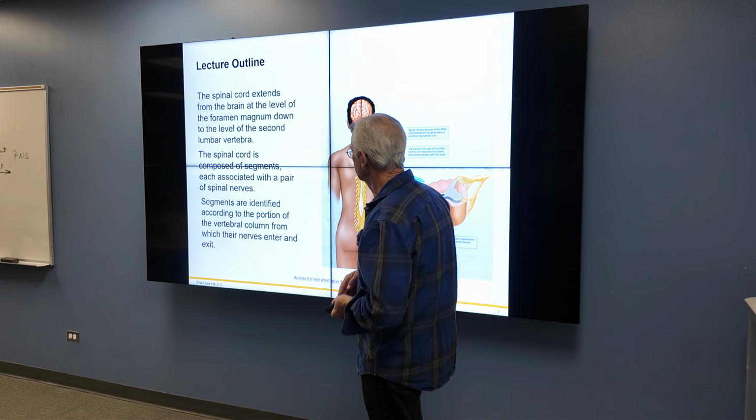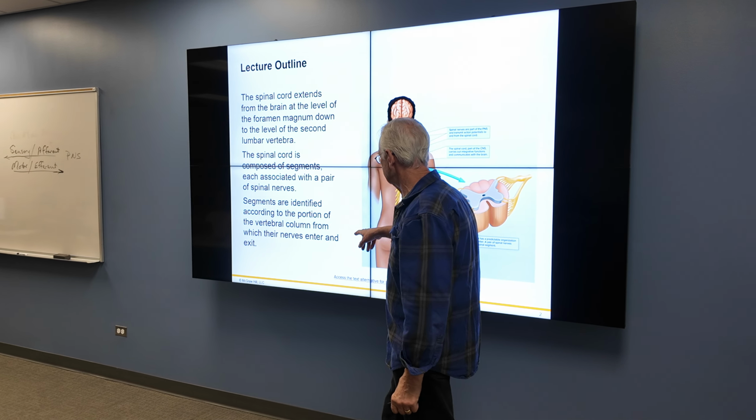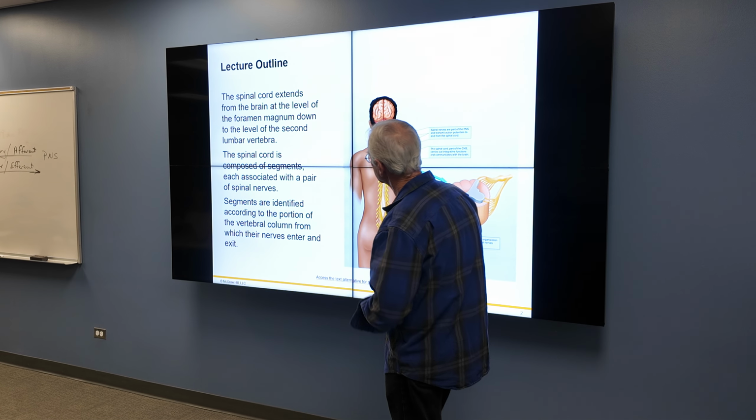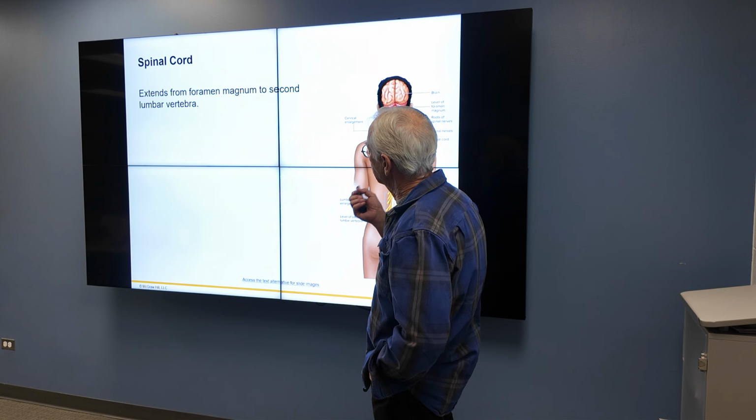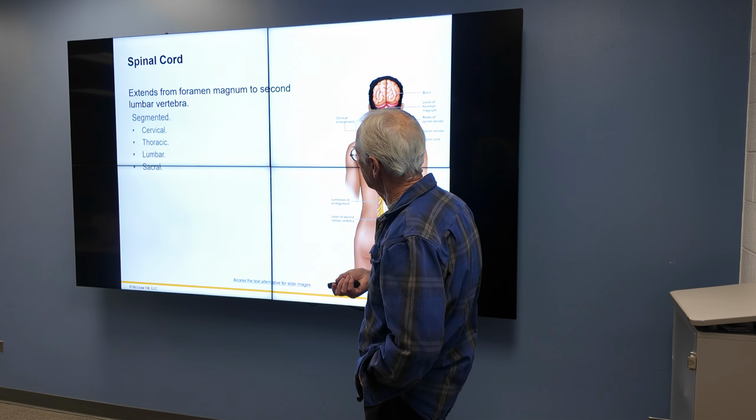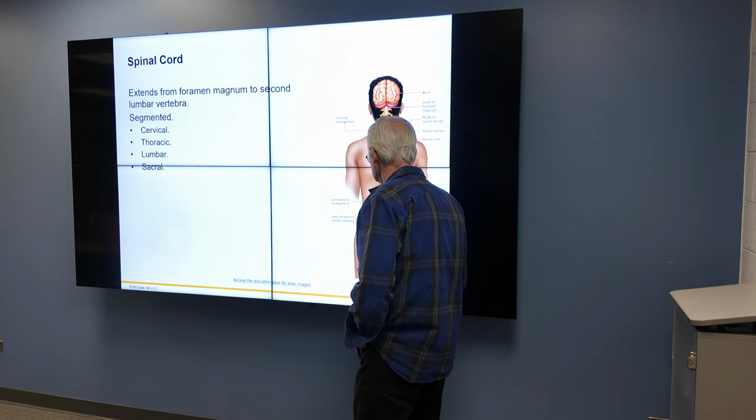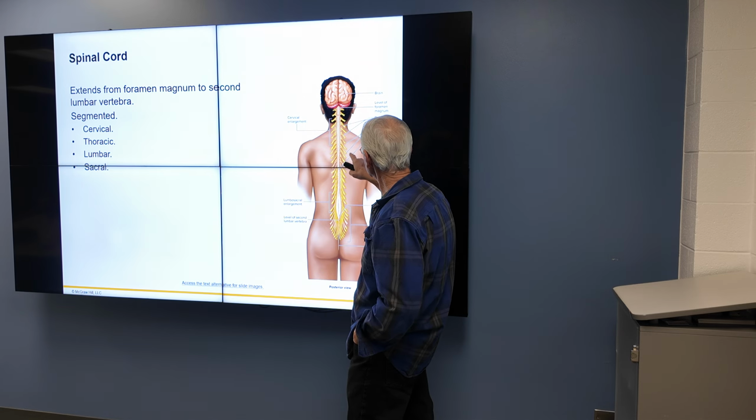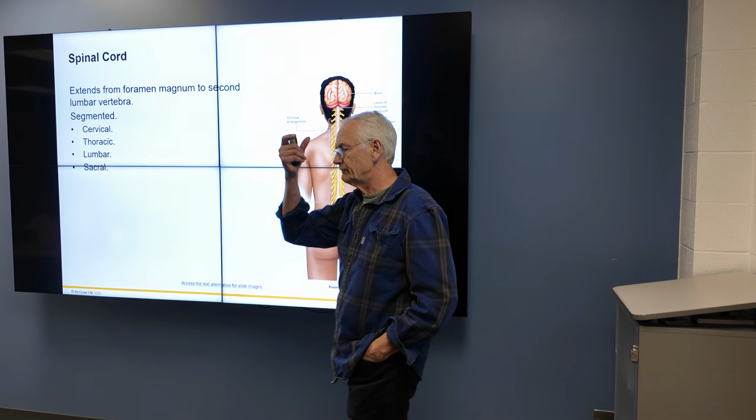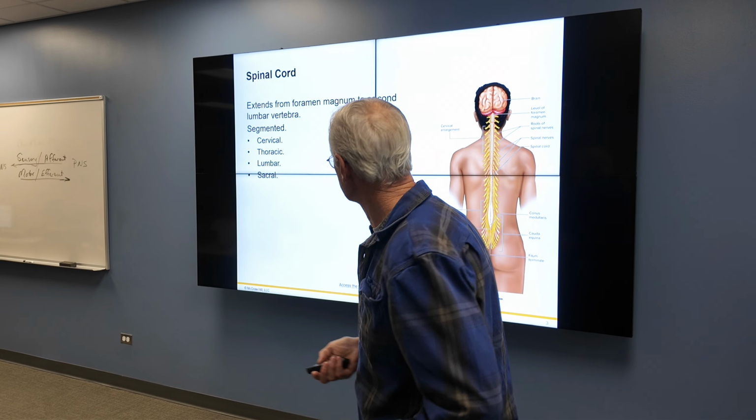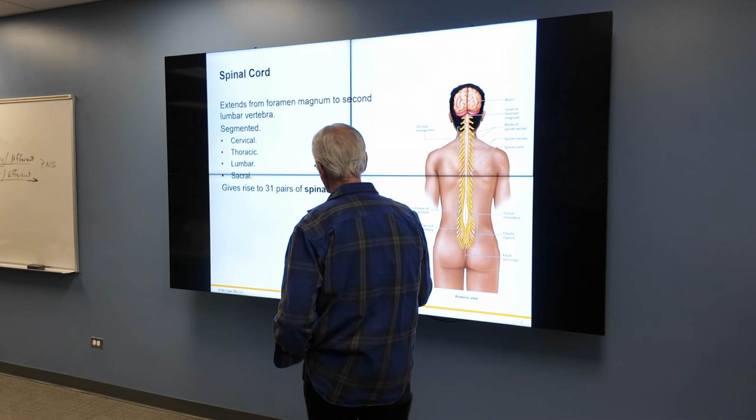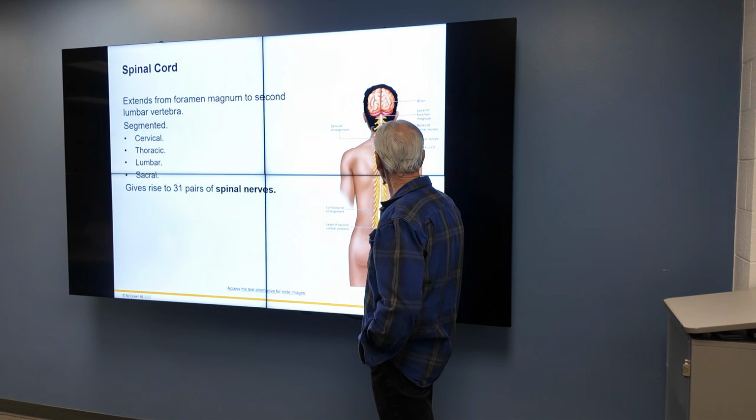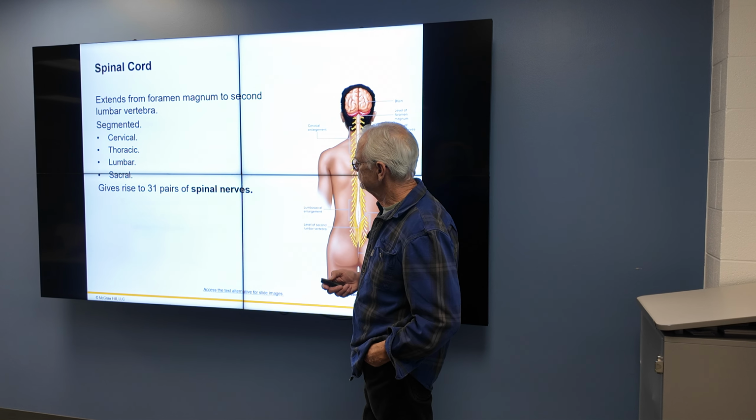Now, segments are identified according to the portion of the vertebral column from which these nerves enter and exit. We're going to make reference to some enlargements associated with this. So the spinal cord extends from the foramen magnum to the second lumbar. There's a cervical, a thoracic, a lumbar, and a sacral section. We see your spinal nerves extending out. The cord is here. We have the vertebral column and the spinal cord. It gives rise to 31 pair, so what we're looking at is 31 pair of these spinal nerves extending away from the cord here: cervical, thoracic, lumbar, and sacral.